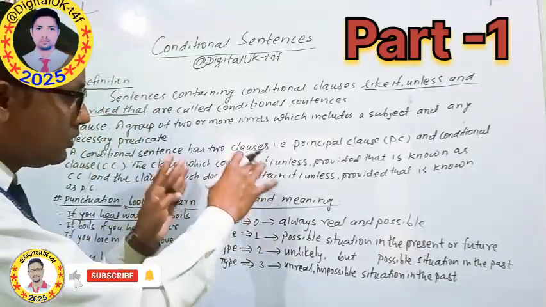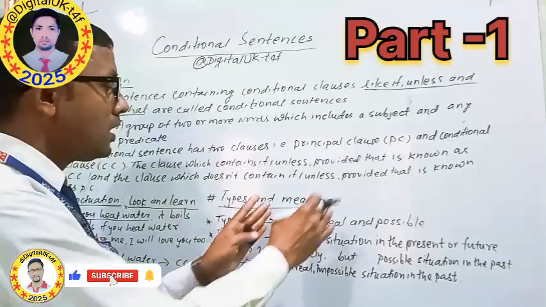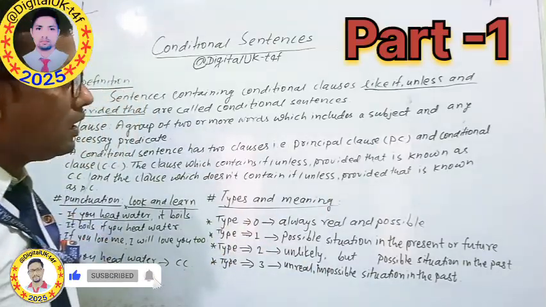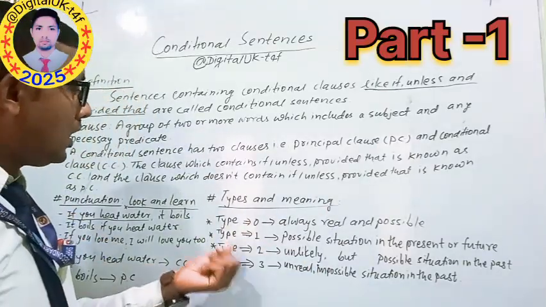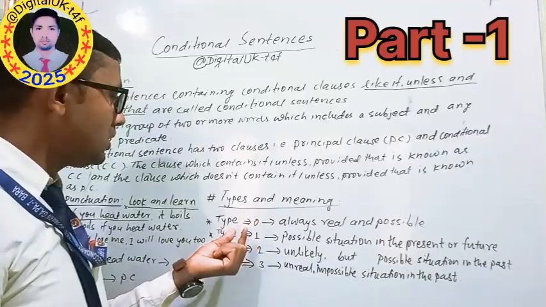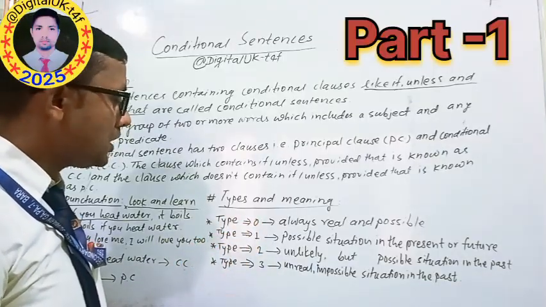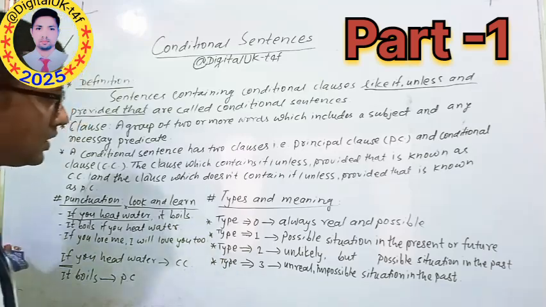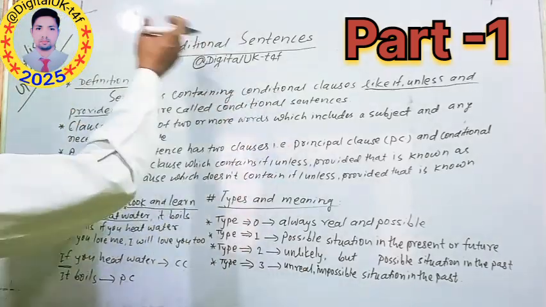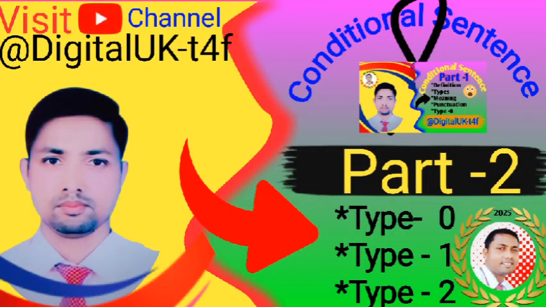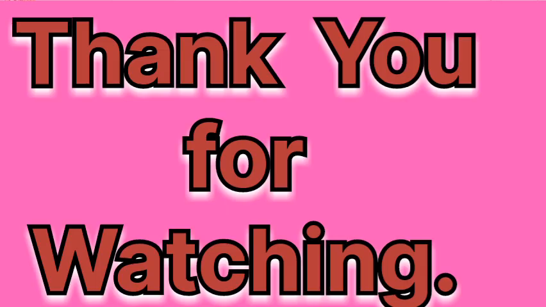So overall we should understand the types and meaning of this one, and then we will discuss what type of structure and what it means for type 0, type 1, type 2 and type 3. I hope whatever we have discussed up to now, in the definition, punctuation and types and meaning, you understood all of them.